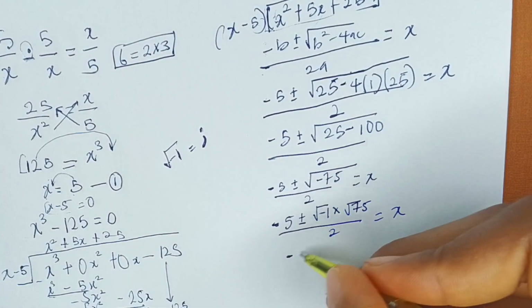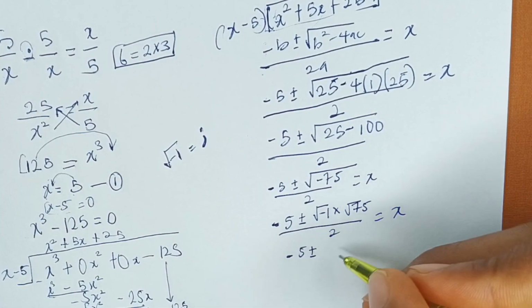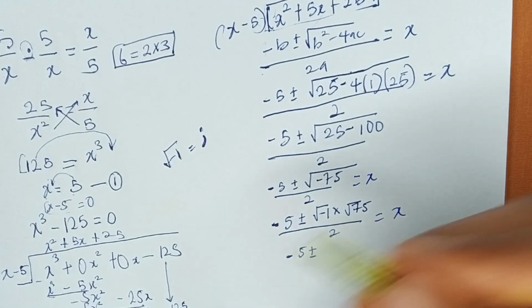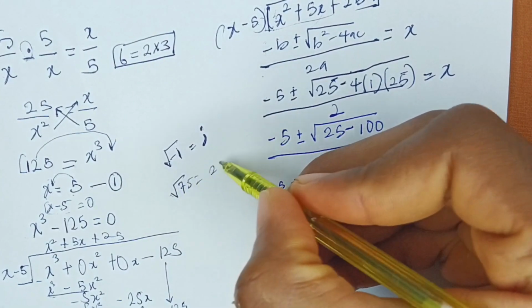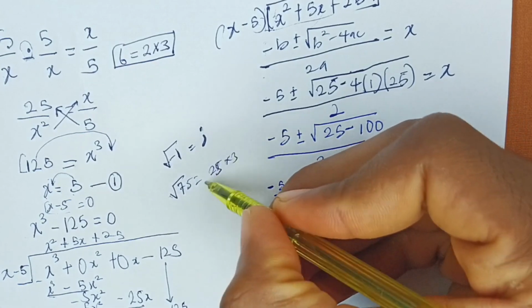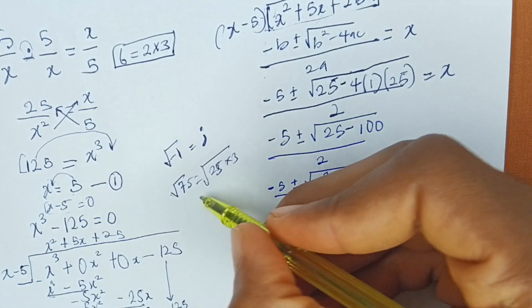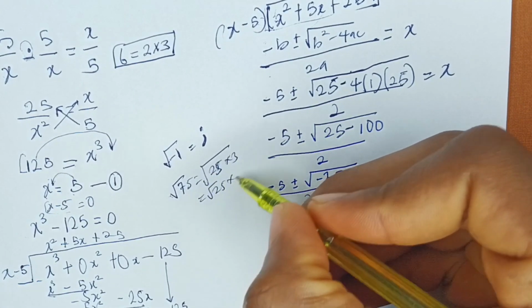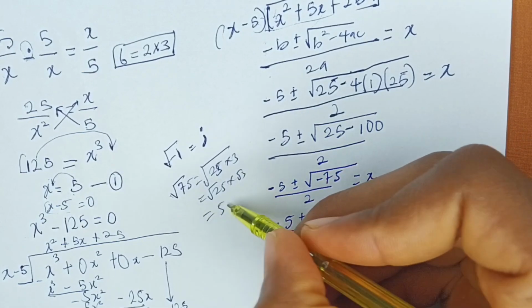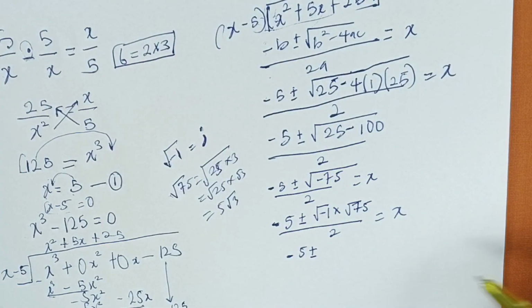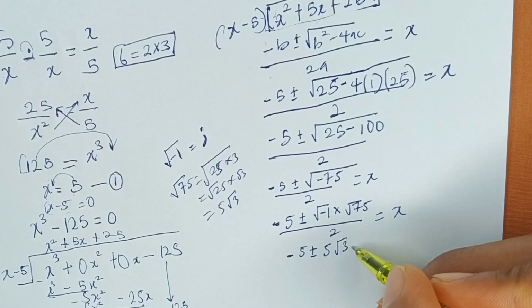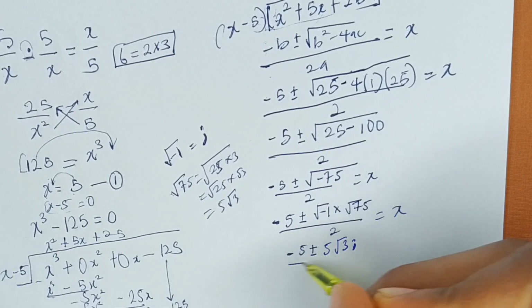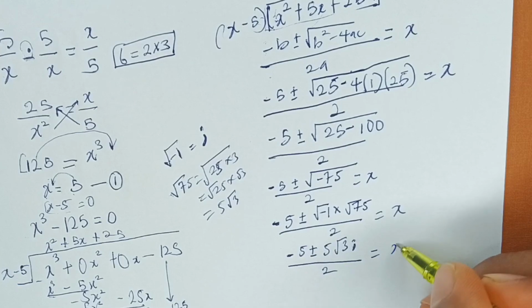So we have minus 5 plus or minus the square root of 75. Let me show you something. The square root of 75 is equal to the square root of 25 times 3, and this is equal to the square root of 25 times the square root of 3, which is equal to 5 times the square root of 3. So you can easily replace this with 5 root 3 times i, all over 2, and this is equal to our x.